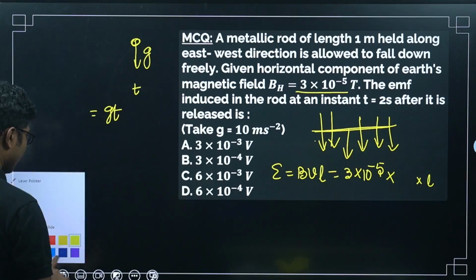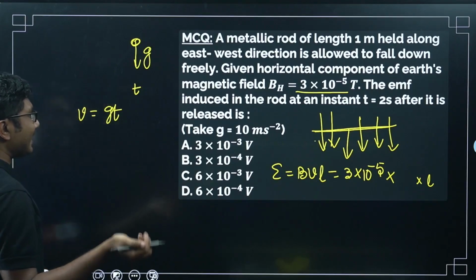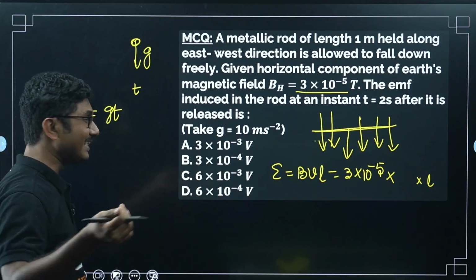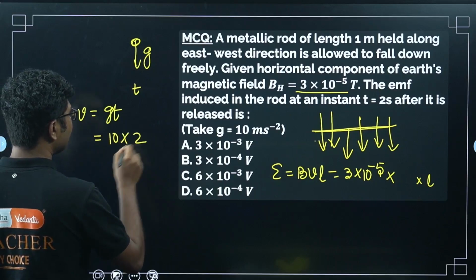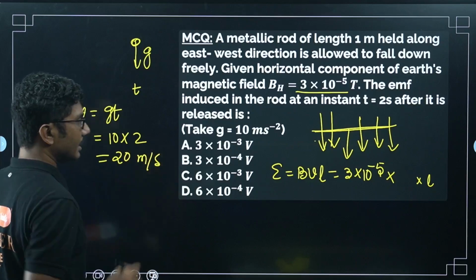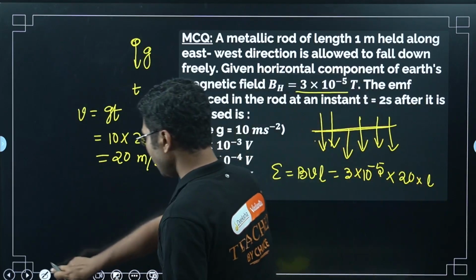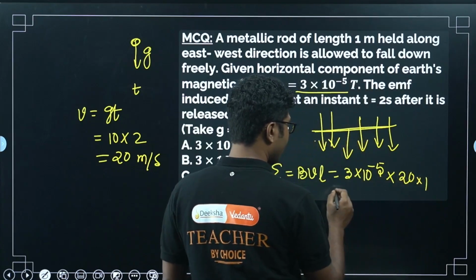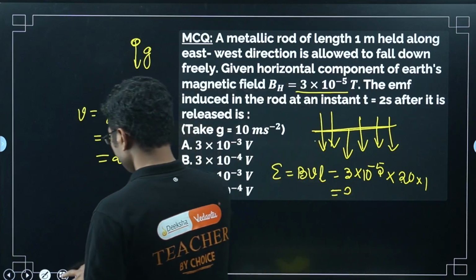Remember that v is equal to u plus at. U is 0 in this case, initially it was at rest. So u plus at, here instead of a it is gt, and u is 0. So g is 10, t is 2, so 20 meter per second is the velocity. So you have to put the value here, 20 and L is 1. So what we will get, 3 times 20, 3 times 60, sorry.